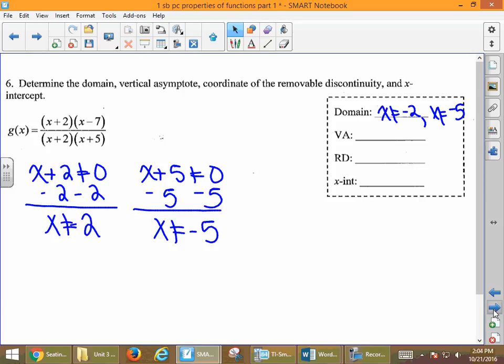Chloe? It's in the top. You only want to do the bottom. The top is going to be for our x-intercepts in a couple minutes.